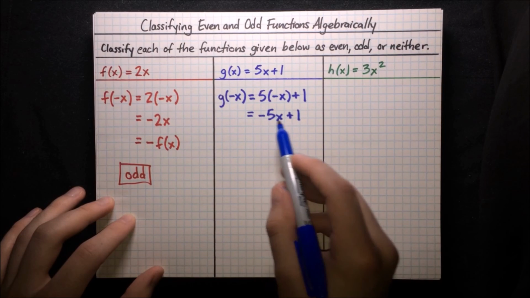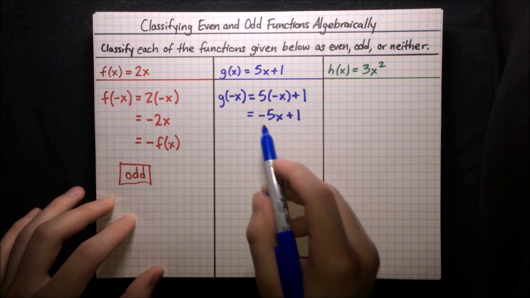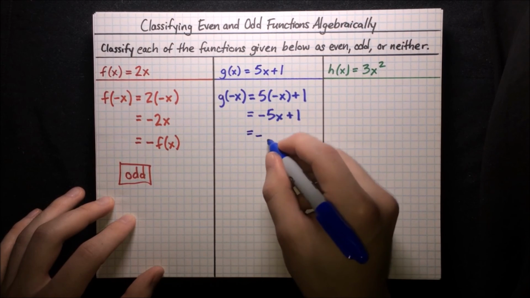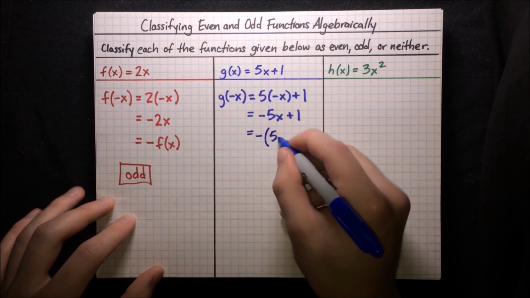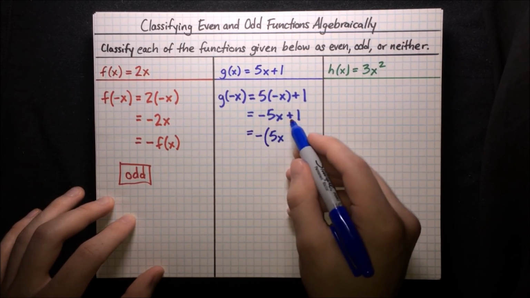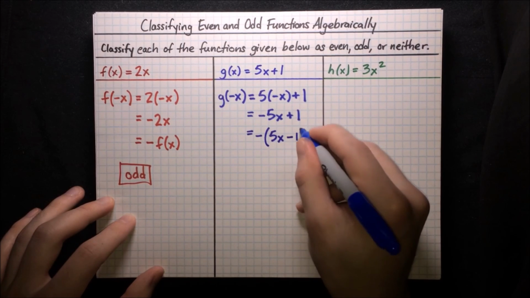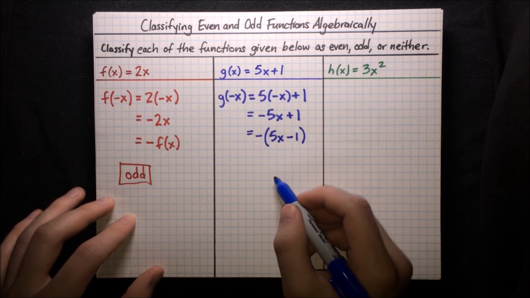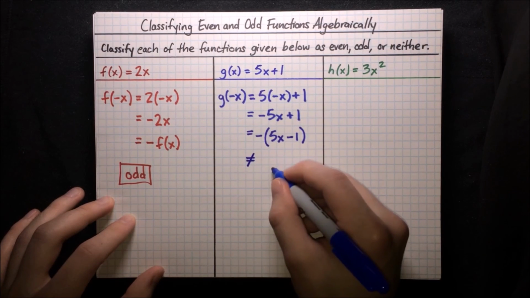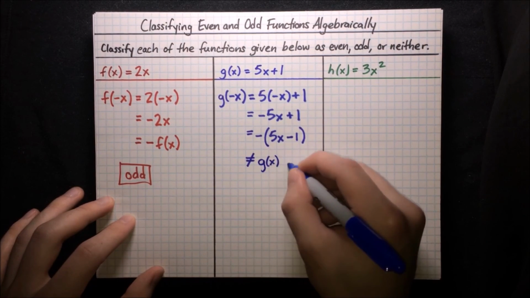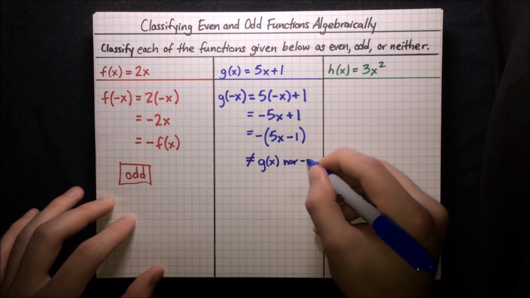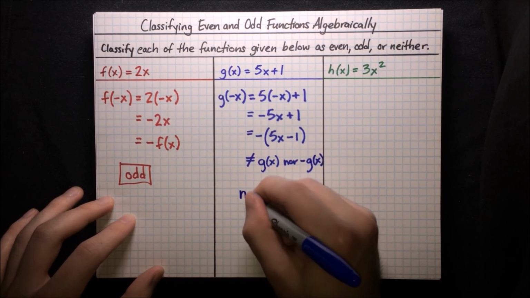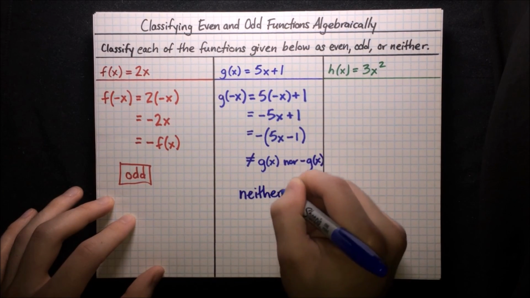Can we factor out the negative and show that this is equal to negative of g of x? Is that true? Well, let's try it. If we factor out the negative, we get 5x, and then switch the sign on this plus 1 to get minus 1. And 5x minus 1, well, that's not g of x. So that's not equal to g of x, nor negative g of x. So that means it's neither even nor odd.